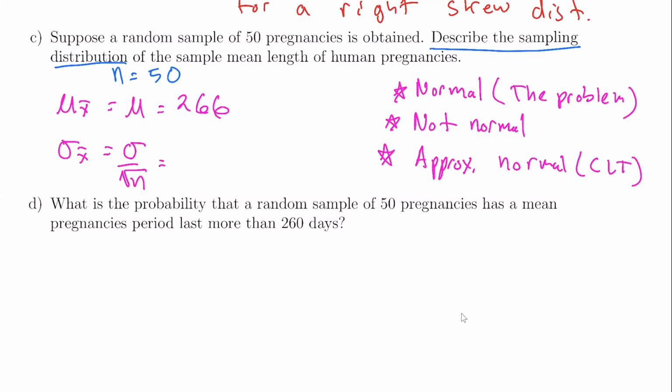Up next we want to do sigma over square root of n. Sigma is 16 days. N is 50. So if I do 16 divided by the square root of 50, you get 2.26. Any questions? I got the 2.26. All right.